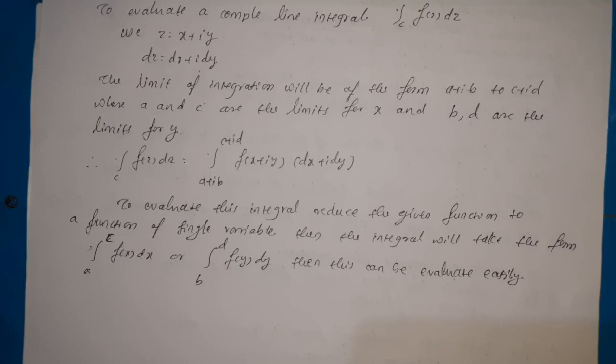Or if we reduce the function to a function of y, then that will become integration from b to d of f of y dy, then this can be evaluated easily. So here we are reducing the function of two variables to a function of a single variable by using the given conditions, and then go for the integration by using the corresponding limits. So that will give the required integral value.